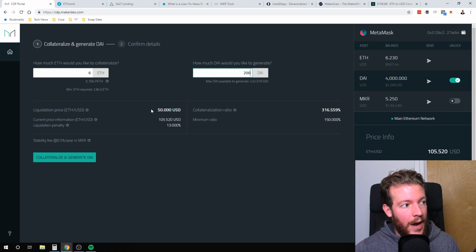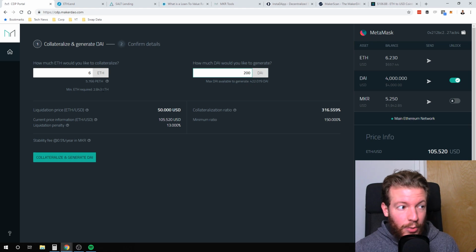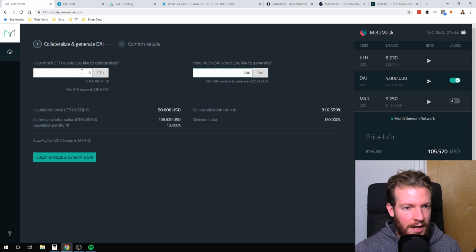So I won't get the 6 ETH that I put up as collateral liquidated unless Ethereum goes below $50. And as a note, you can actually add more Ethereum as collateral to this CDP over time. So if you start seeing the price of ETH go down and down, and you're like, I don't want to lose my collateral, I think it's still going to be all right in the long term, but in the short term, I need to juice this up, you can always add more collateral to your loan as well.